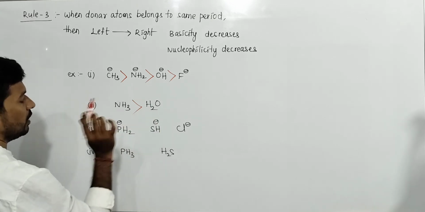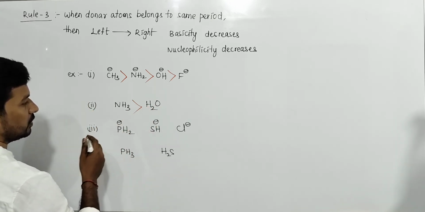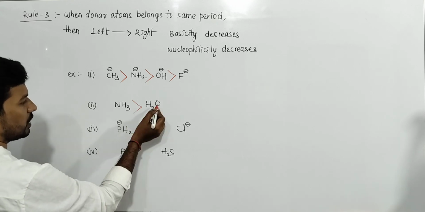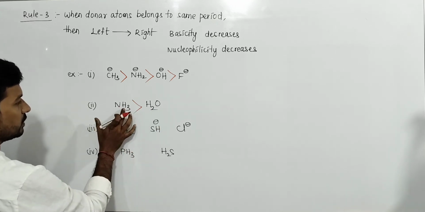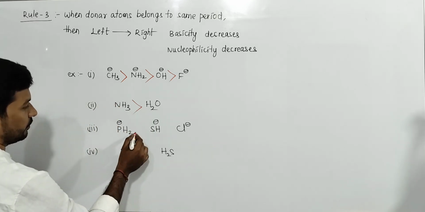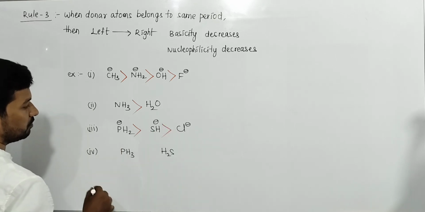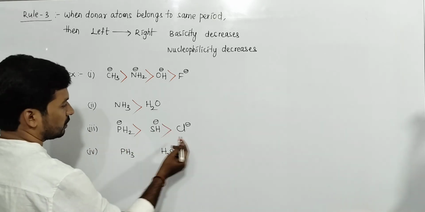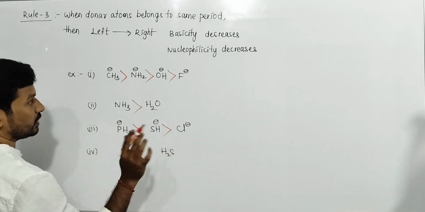Compared to ammonia, the water molecule has less basicity and less nucleophilicity. Nitrogen and oxygen belong to the same period. This is ammonia, the hydride of nitrogen; water is the hydride of oxygen. Next, phosphorus, sulfur and chlorine belong to the same period. They are third period elements. So in a period from left to right, what happens? Basicity and nucleophilicity decrease.